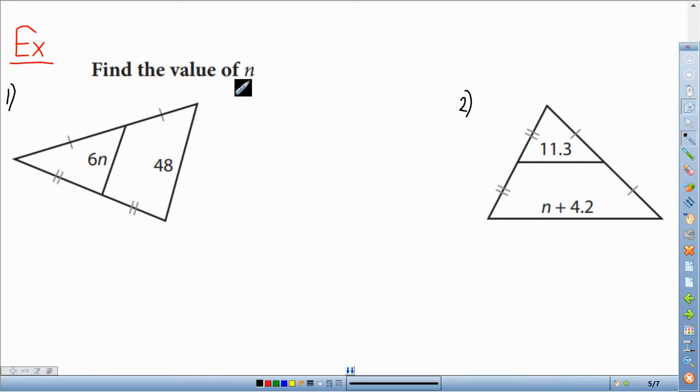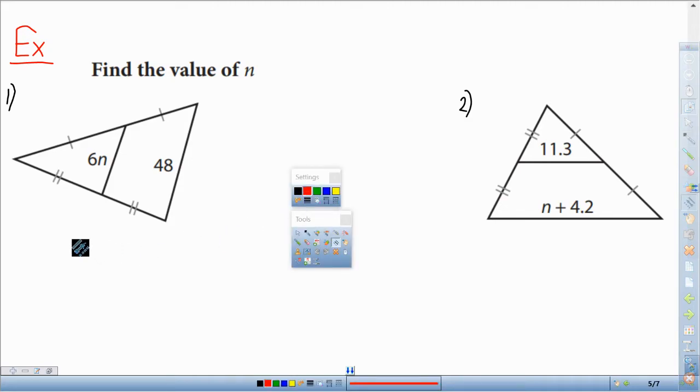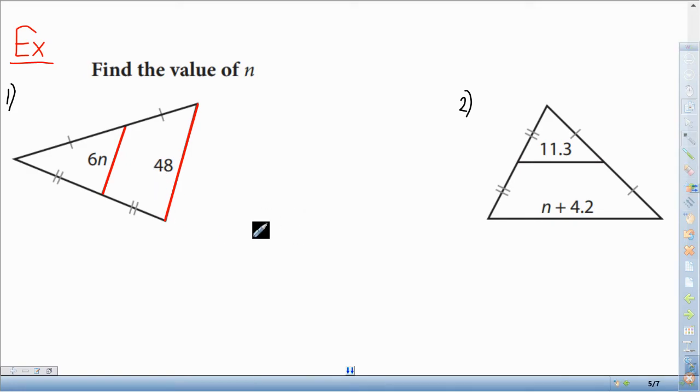Let's try these examples where they're actually asking us to solve for a variable, n. Go ahead and copy these two. We'll try it out. Okay, so on these problems, first thing to realize is that this, on number 1, 6n, is a mid segment. All right, and a couple things. We know it's parallel to this side length, but more importantly to this problem, we know that this is 1/2 the length of this. Okay, so when we go to do these problems that give us strange values, we need to actually write the equation.